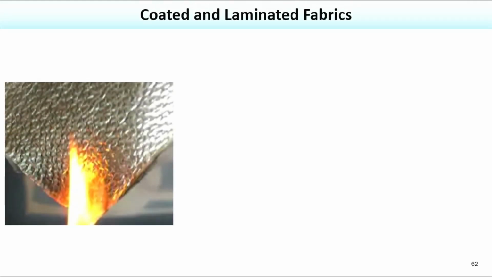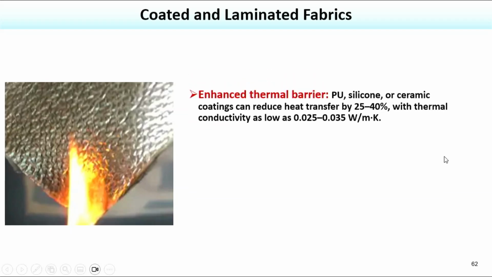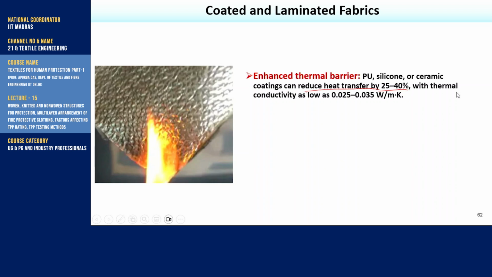Now, we can enhance the functionality by coating and lamination. You can see enhanced thermal barrier. The coating may be done by polyurethane, silicone or ceramic, which can reduce the heat transmission by 25 to 40%. So, if we coat it, the thermal conductivity is as low as 0.025 to 0.035 watt per meter Kelvin. So, we can enhance the thermal resistance.